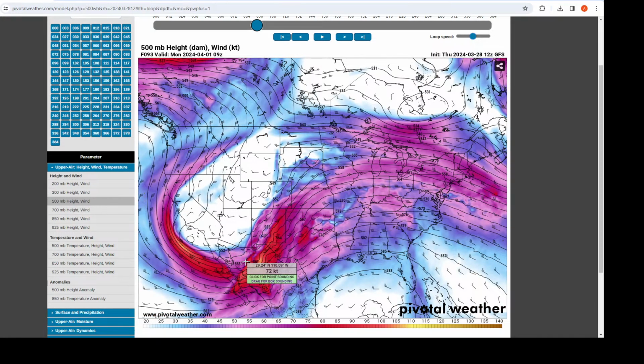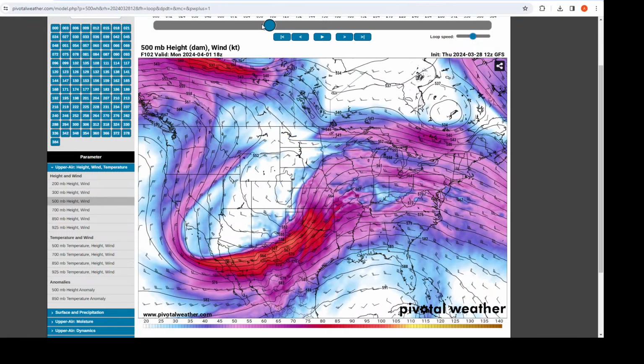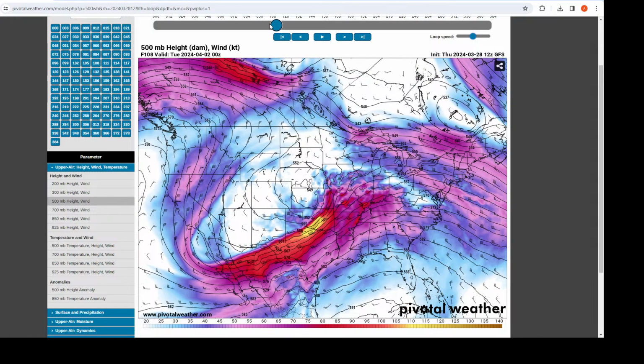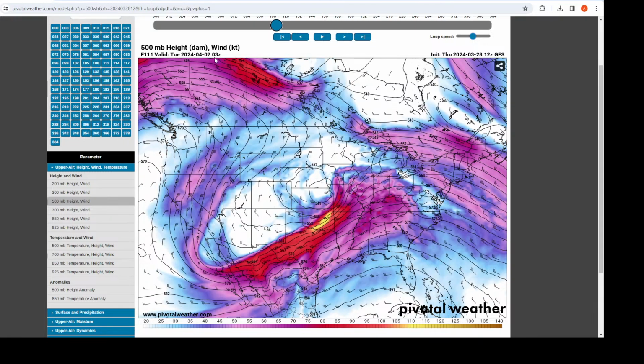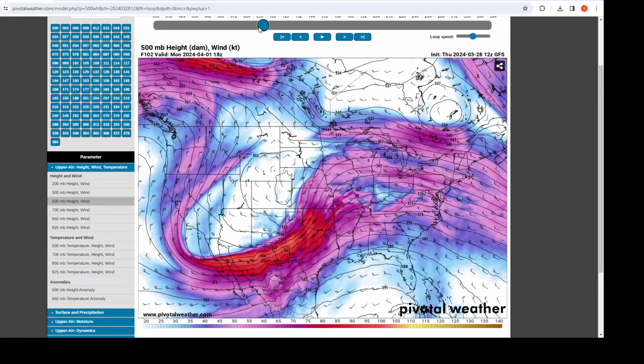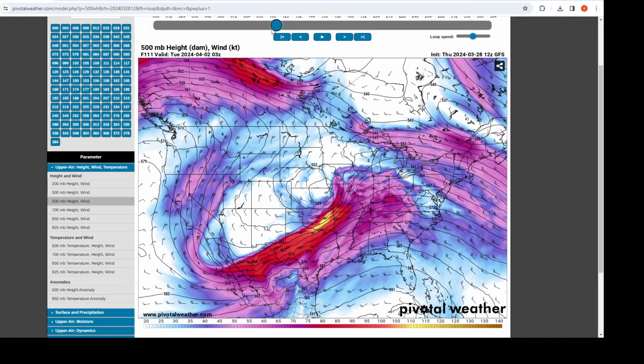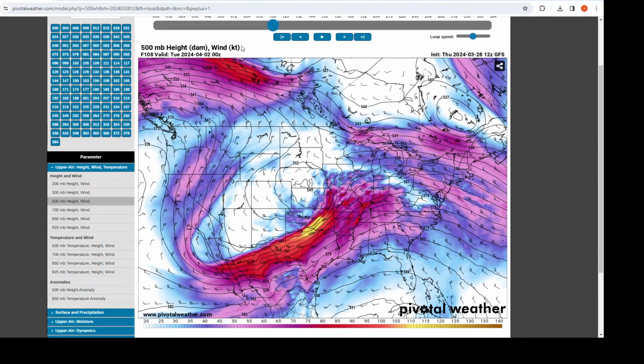By Monday afternoon and evening, that's going to work its way into the plains. Now, 00Z on Tuesday, Central Time, is 6 hours behind, so that would be 6 p.m. on Monday evening, Central. The nose of this trough is where I'm really looking right now. As you can see, it is a huge negatively tilted trough.